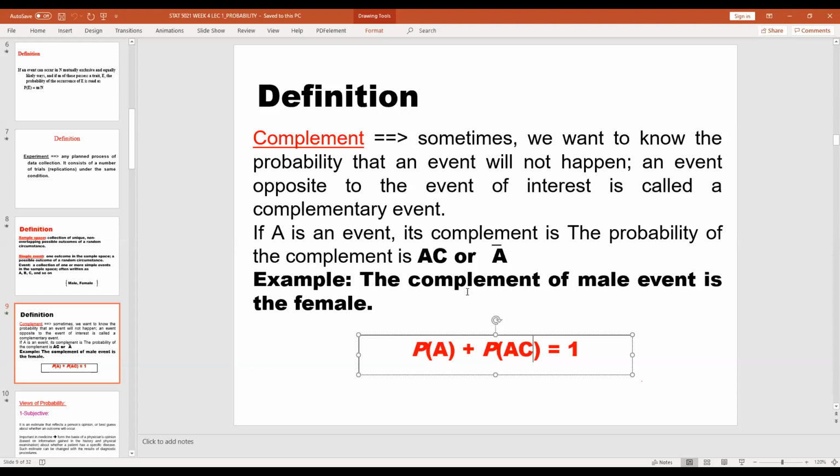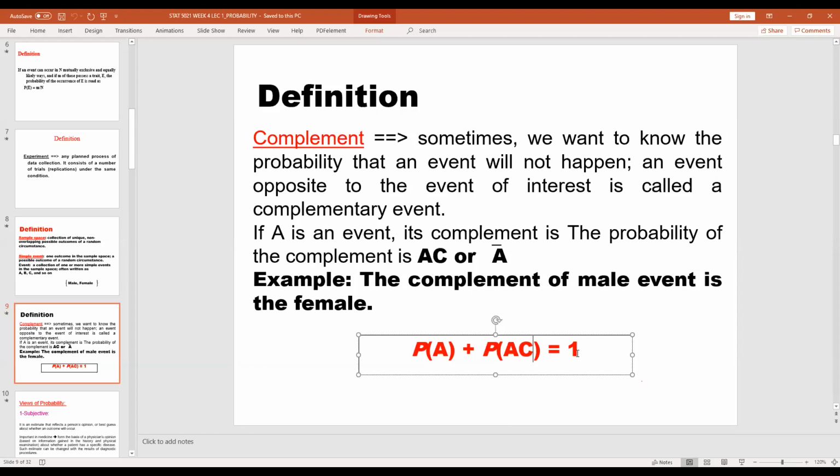There's a possibility that there could be more than two. There could be so many events. If I'm interested in one, I'm not interested in the rest. In that case, the probability of the event I'm interested in plus the probability of the event I'm not interested in must be equal to 1. That one is the same thing as the probability of a sure event.